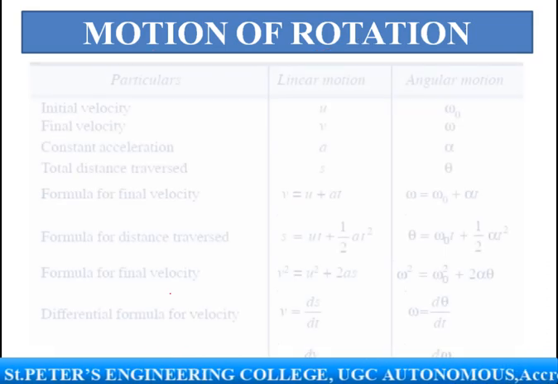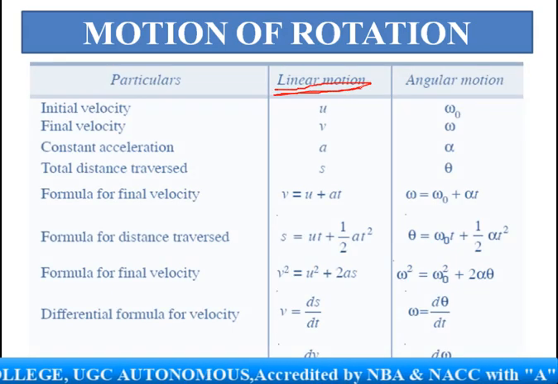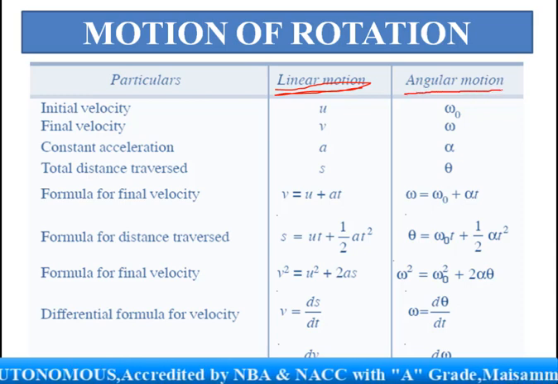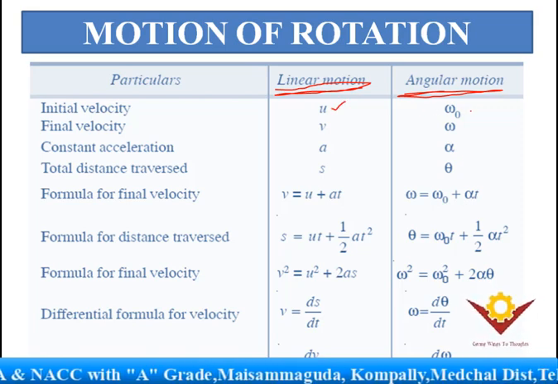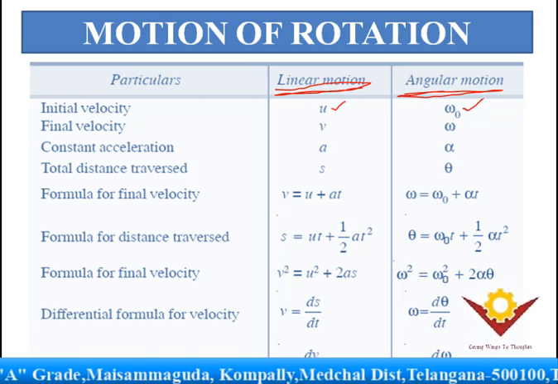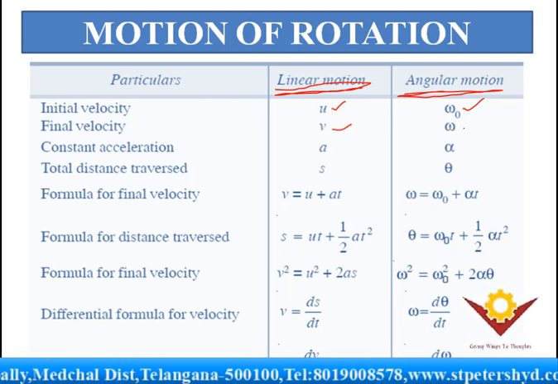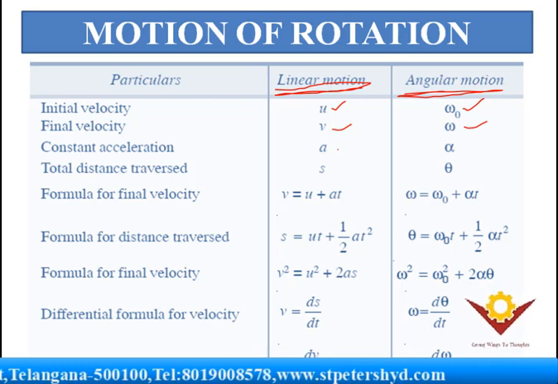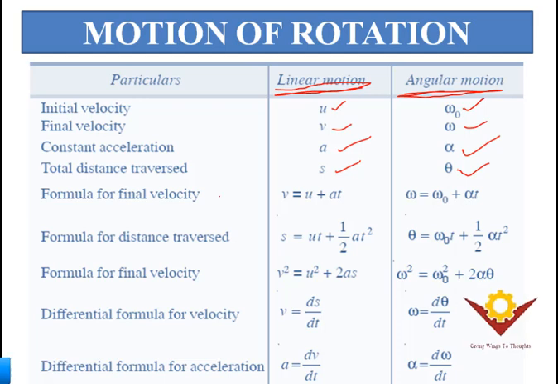We'll see all those. These notations are particular to linear motions, and these are for angular motions. This is your initial velocity in linear motion, but coming to angular motion, it is omega naught. And coming to the final velocity, this is omega. Coming to the acceleration, angular acceleration is alpha. This is linear displacement, and this is angular displacement, which is theta.